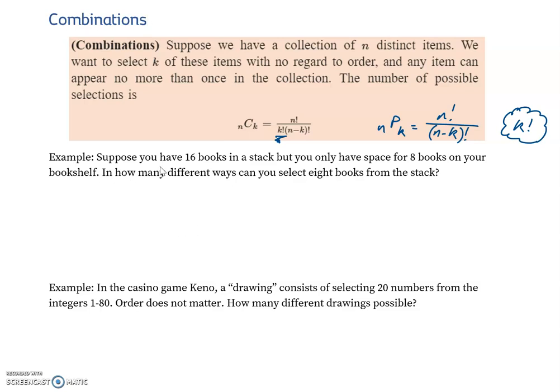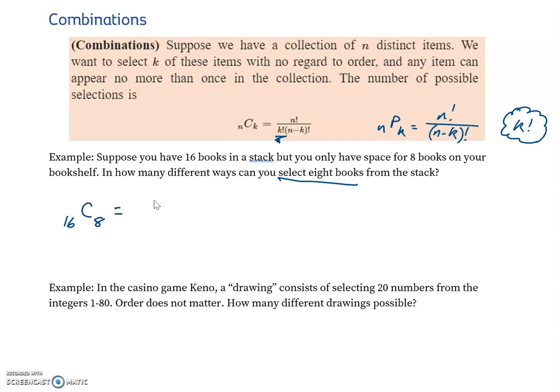So let's look at a couple examples though. This one's going to be similar to one we saw for permutation. Suppose you have 16 books in a stack, but you only have space for 8 books on your bookshelf. In how many different ways can you select 8 books from the stack? So this is not how are we going to put them on the shelf and arrange them. This is just selecting those 8 books. So out of our 16 books, we're going to choose 8 of them.